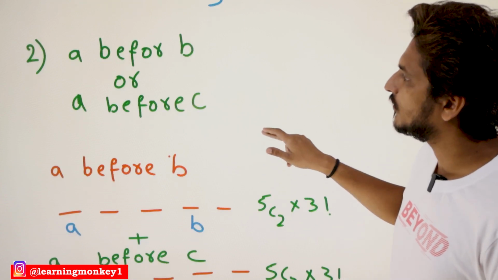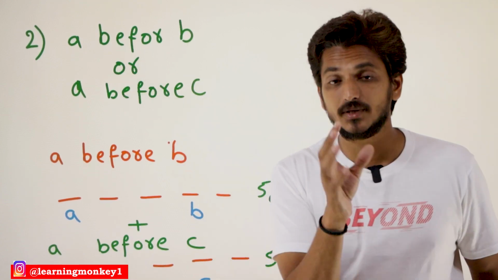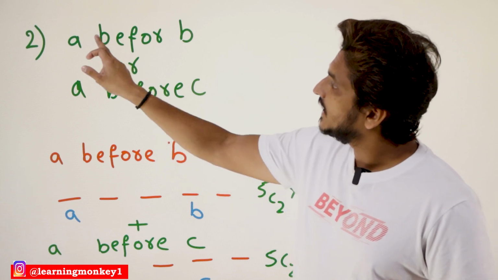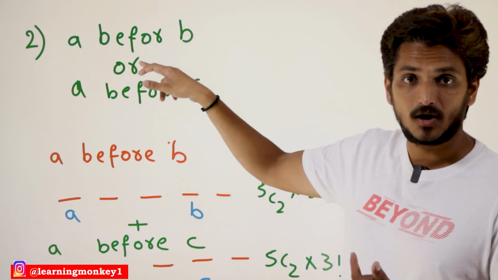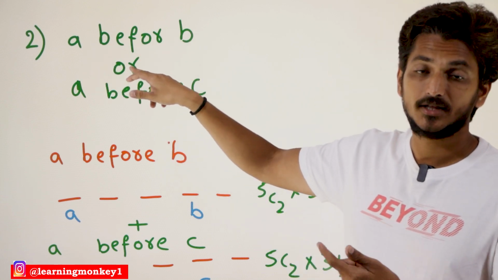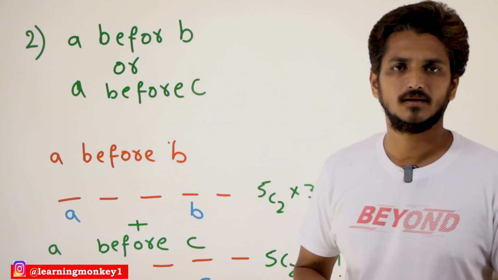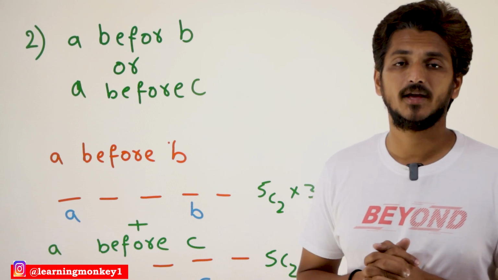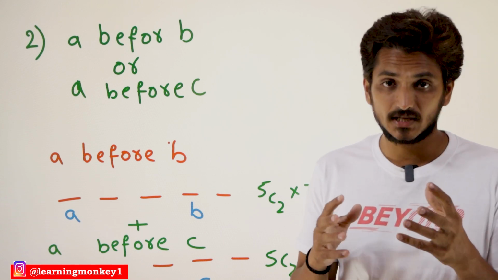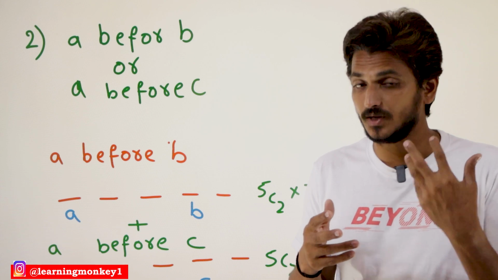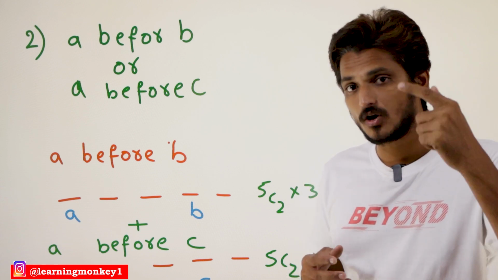What's the condition they have provided here? We need to find the permutations in which A comes before B, or A comes before C. This is what we need to identify. By looking at the question, we can easily get a thought in our mind.